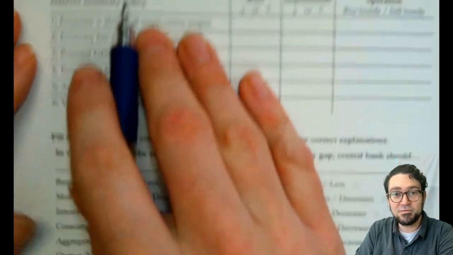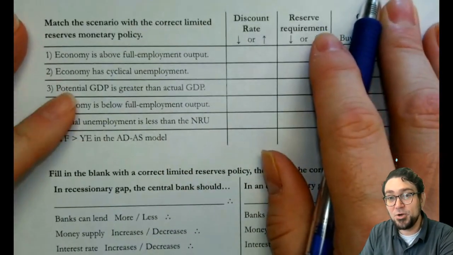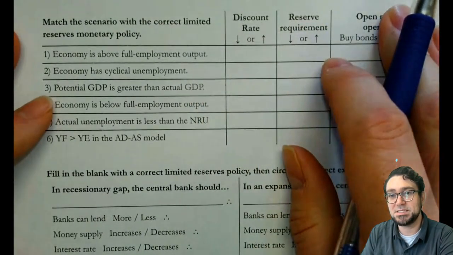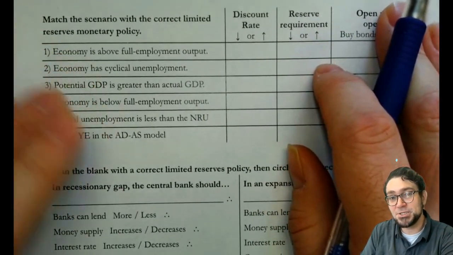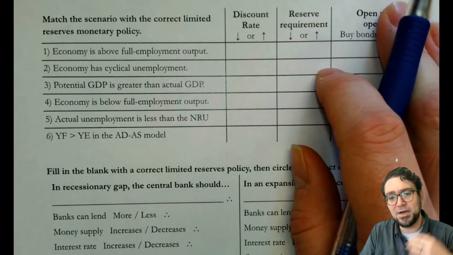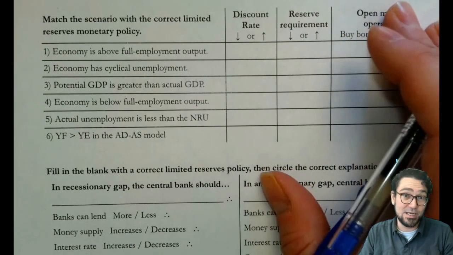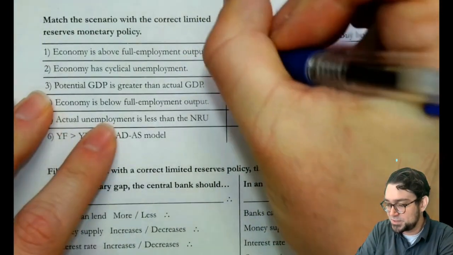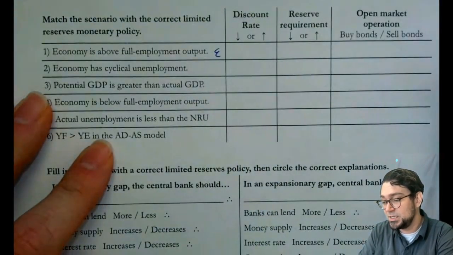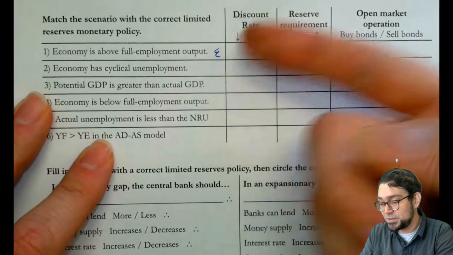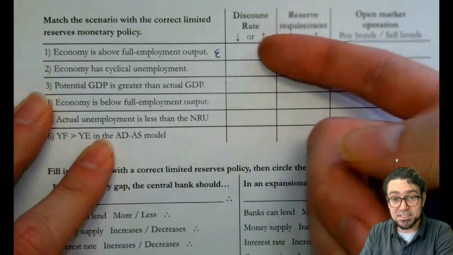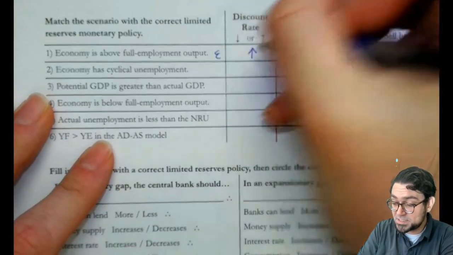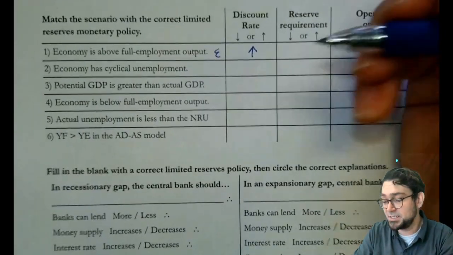Okay, so this first part just tells us to match the scenario with the correct limited reserves policy. The first thing I'm going to encourage you to do as you're reading these is think about, am I in a recession or am I in an expansion? The first one says the economy is above full employment output. So that makes us in an expansion. If we're in an expansion, we want to raise the discount rate, and that would make it more expensive to borrow, and that would bring aggregate demand back down.